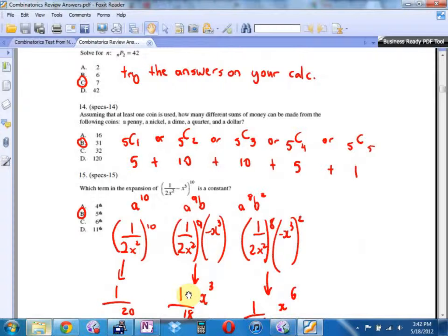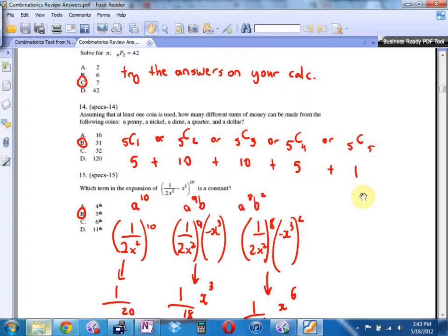How many different sums of money can be made from the following coins? A penny, a nickel, a dime, a quarter, and a dollar. Why did I write what I wrote here? Oh, it's just how many different sums of money. I said, okay, if I pick 1 coin at a time, there's 5 different ways. I can pick 2 coins at a time, 3 coins at a time, 4 coins at a time, or 5 coins at a time.